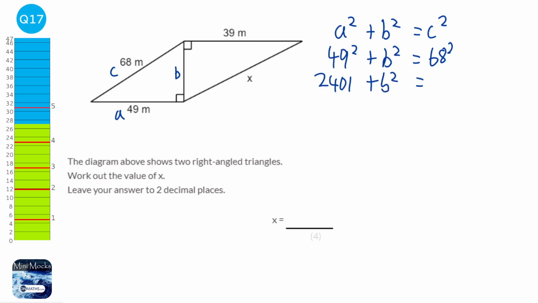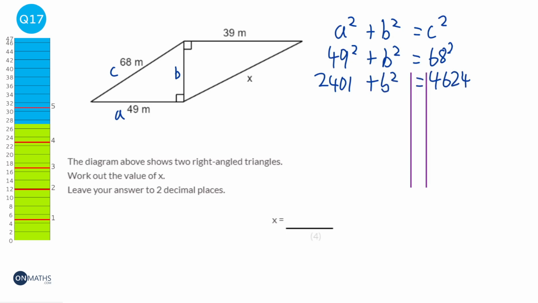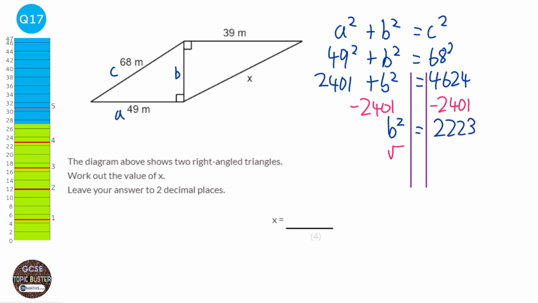And 68 squared is 4624. So we are solving here, so let's get our lines down. And we're going to start by subtracting the 2401 from both sides. So we've got b squared equals 2223. Then we're going to square root both sides, and we've got b equal to 47.148, blah blah blah.